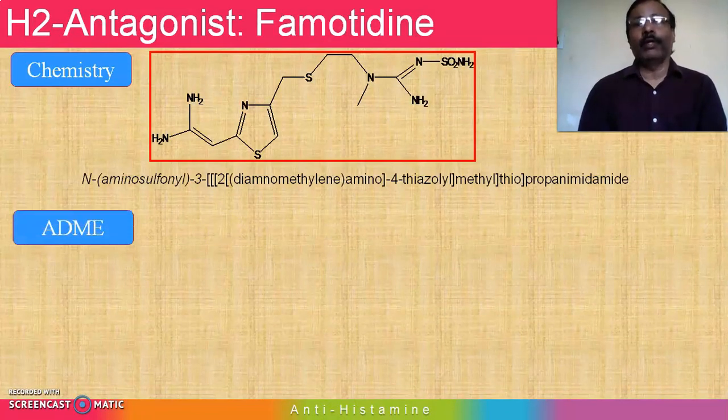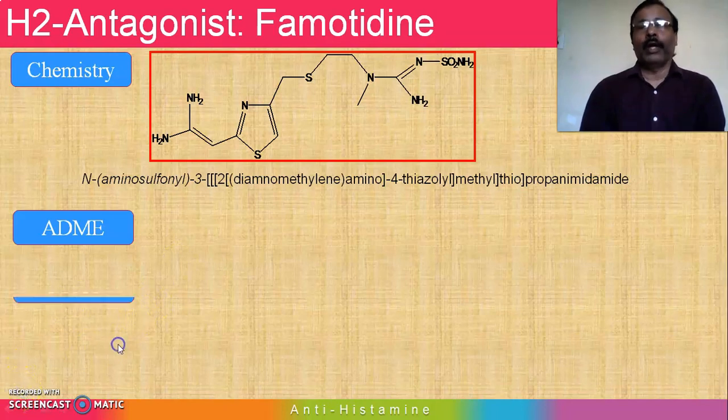Now focus on the ADME characteristics regarding Famotidine. Famotidine is incompletely absorbed. Bioavailability is found to be about 37 to 45%. The drug is eliminated by the renal route about 60 to 70% and by the metabolic route about 30 to 40%. Famotidine sulfoxide is the only metabolite which is found in humans.